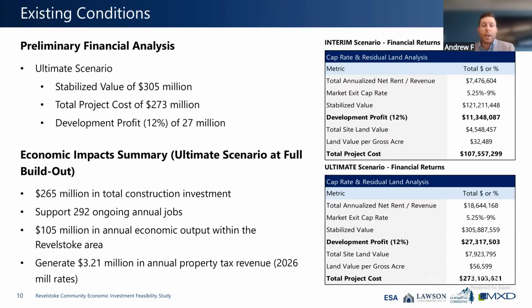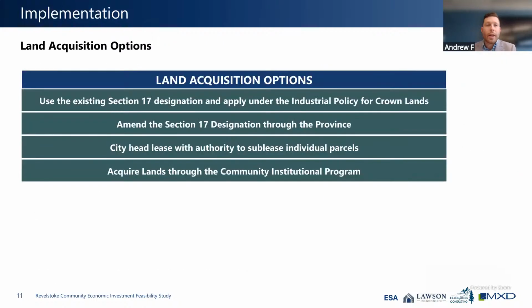There'd be generally 105 million in annual economic output within the Revelstoke area and its surrounding communities. And then finally, I'm sure one that everyone's interested in is approximately 3.21 million in annual property tax revenue using 2026 mill rates that we were discussing and got approved from your financial team at the city as well. So a large portion of that, of course, is coming from the data center in terms of the annual property tax revenue. If the city were not to proceed ahead with the data center and was more focused on the dry industrial and recreational type uses, that of course would be a lower amount in terms of the annual property tax, but still a significant amount to proceed forward with nonetheless.